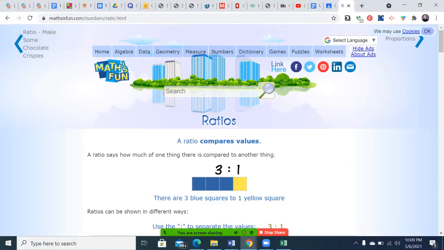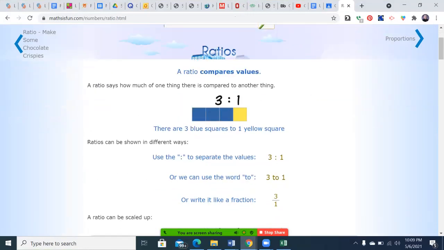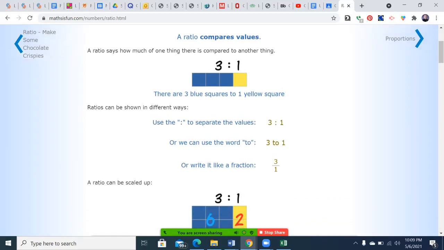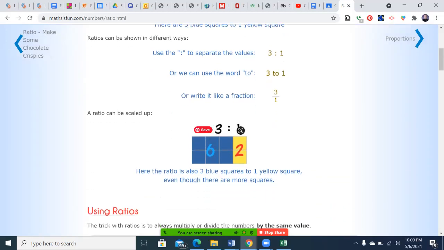A ratio compares values. For instance, I can compare the number of blue squares to yellow squares. There are 3 to 1. Notice the use of the colon, just like we use in telling time, is one way you can do it with ratios. You could also use the word to, 3 to 1, or write it like a fraction, 3 over 1. And it can be scaled up.